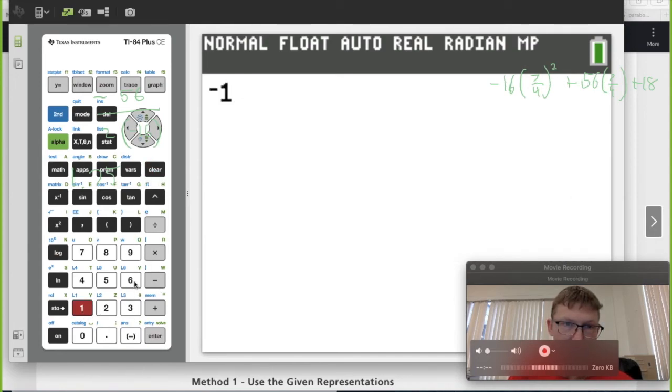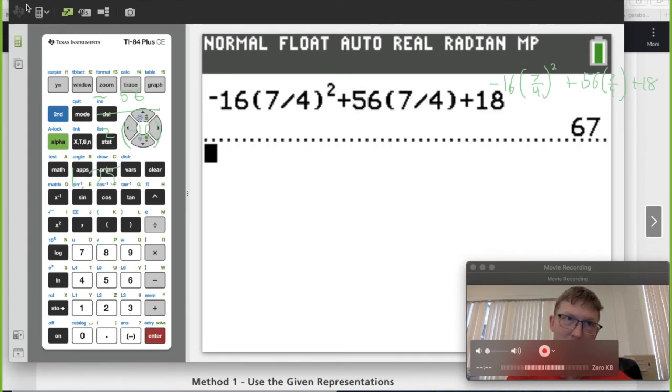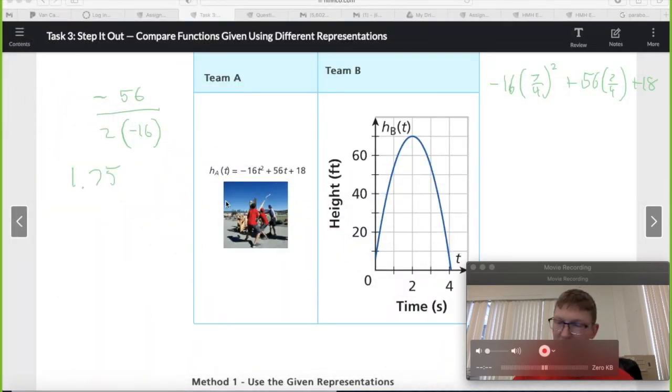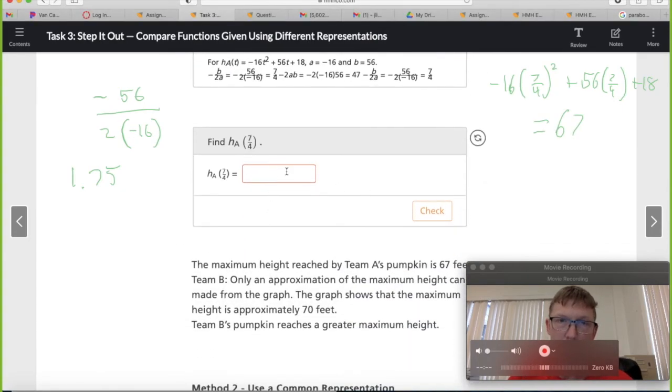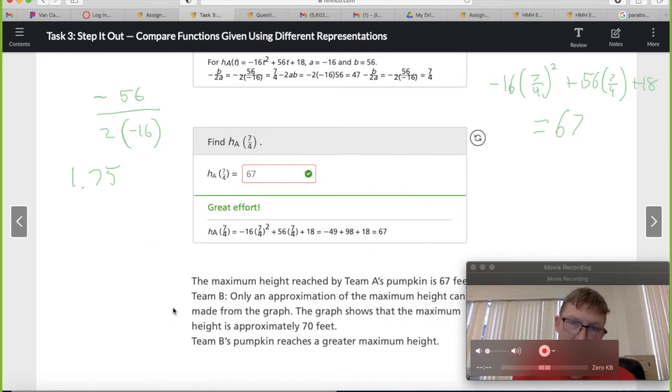So negative 16 times 7 over 4 squared plus 56 times 7 over 4 plus 18, boop, 67. I'm so good at basic math. 67, so then we can come down here and go, boop. Yay! And of course they show us all the math there.